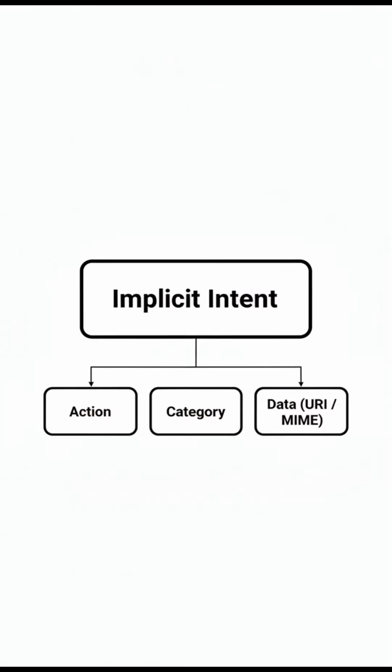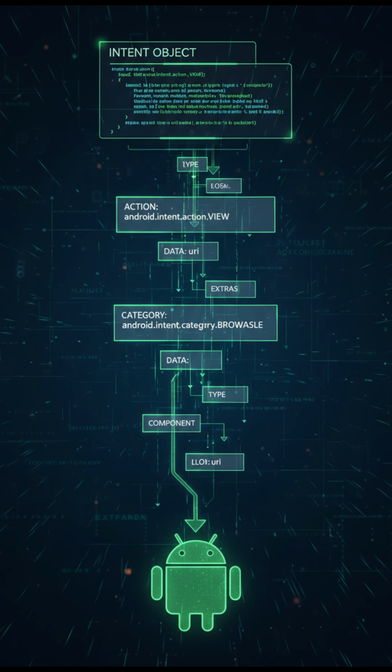So what input does Android actually receive? Everything starts with one thing, an implicit intent. Android doesn't care about your app name or your UI. It only looks at three inputs: the action, the categories, and the data. Data can be a URI, a MIME type, or both. That's it, no magic, no guessing.